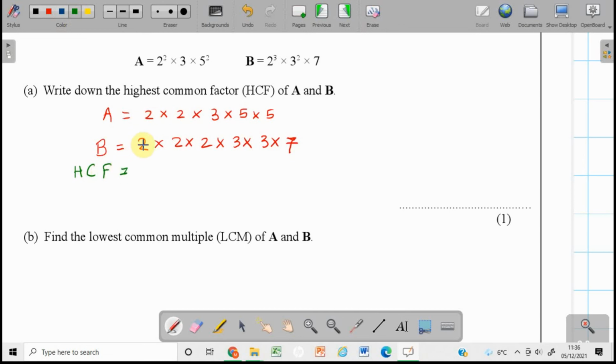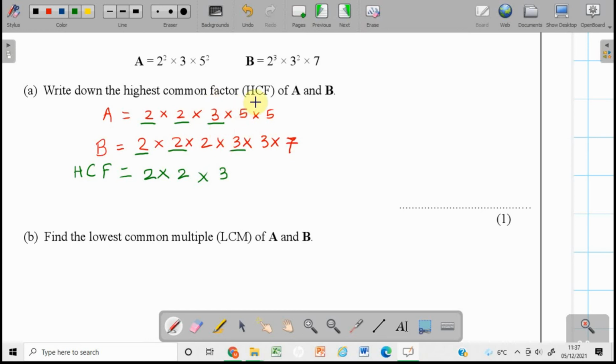This 2 pairs up with this 2, so I'll write it down once. It doesn't have to be aligned as well, so as we'll see later on, this 2 pairs up with this 2. So I'll write it down once. I won't write it down twice, just once. This 3 pairs up with this 3. Write it down once. There's no more pairs.